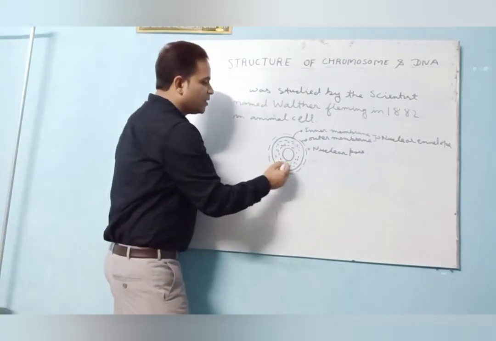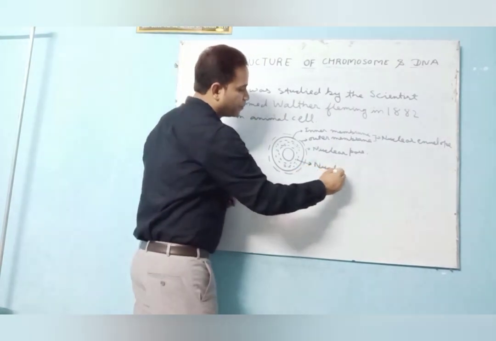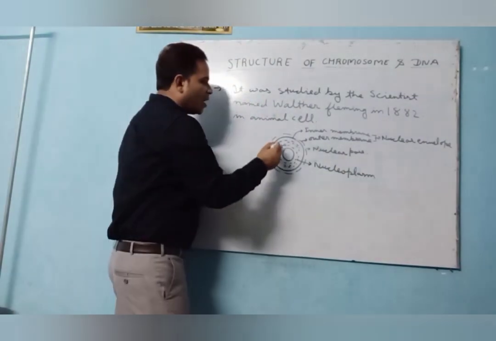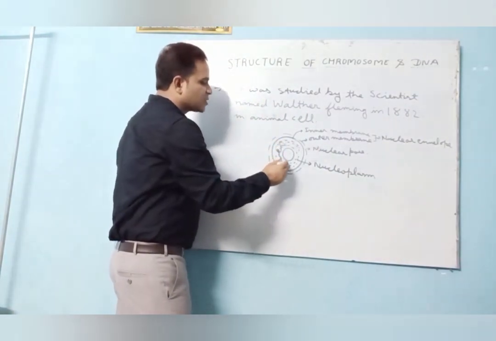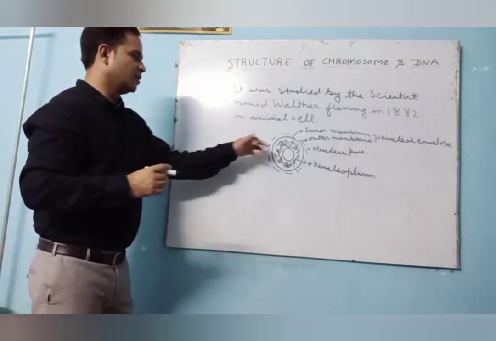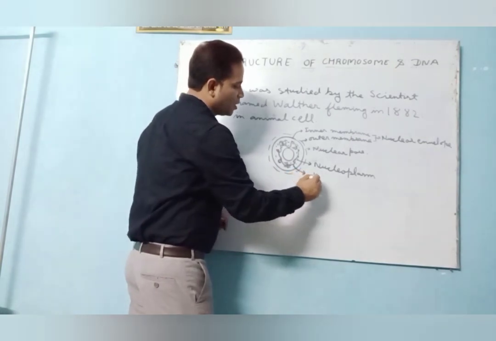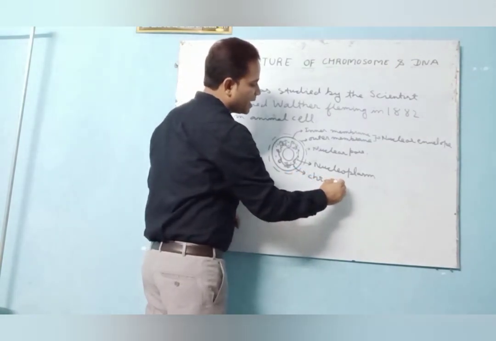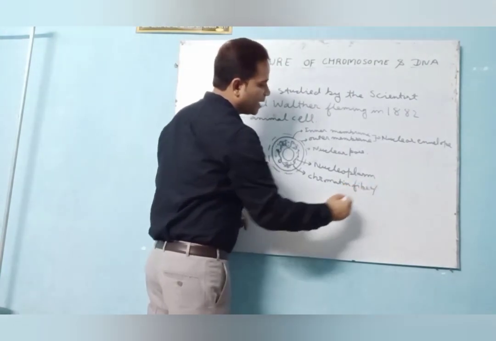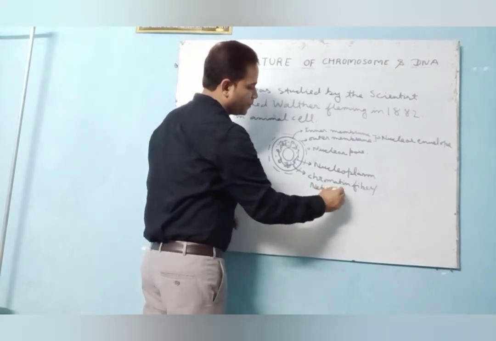Here a dense jelly fluid, the name of the fluid is nucleoplasm. A fine thread-like structure which is floating in the nucleoplasm is termed chromatin fiber, or you can also say chromatin network.